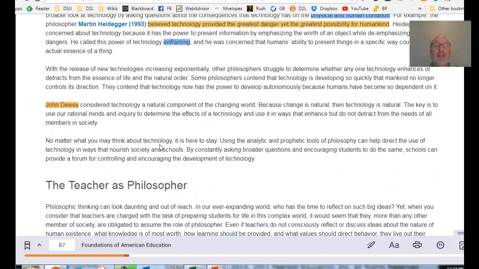No matter what you think of technology, it's here to stay. Using analytic and prophetic tools of philosophy can help and direct the use of technology in ways to nourish society. Schools, by constantly asking broader questions and encouraging students to do the same, can provide a forum for controlling and encouraging the development of technology.